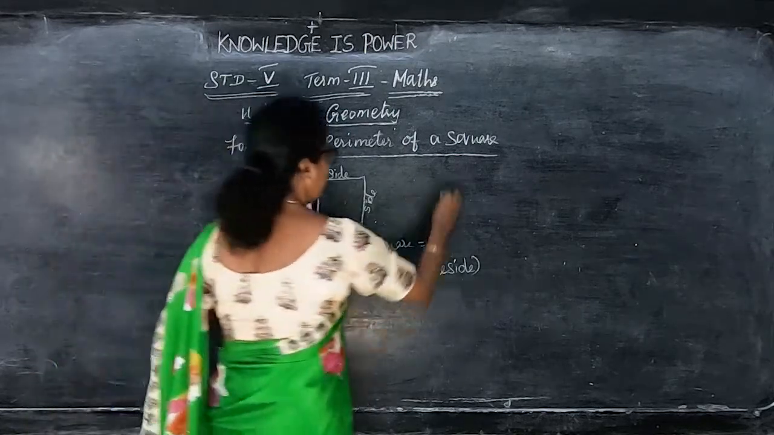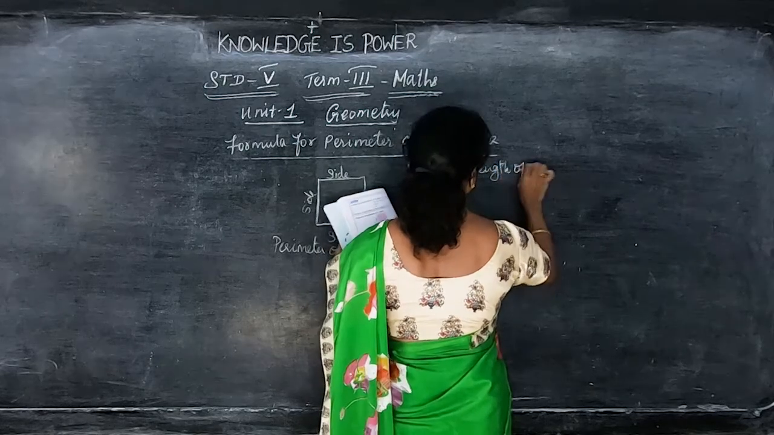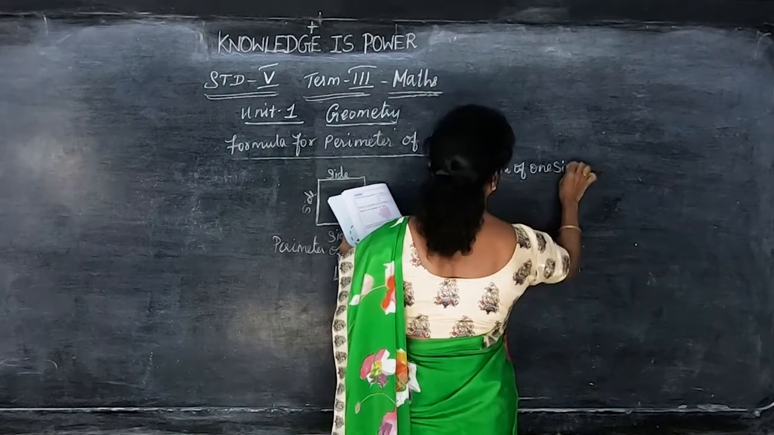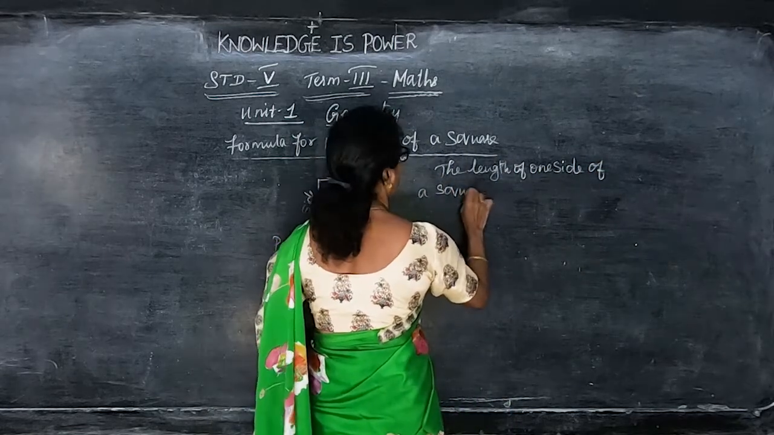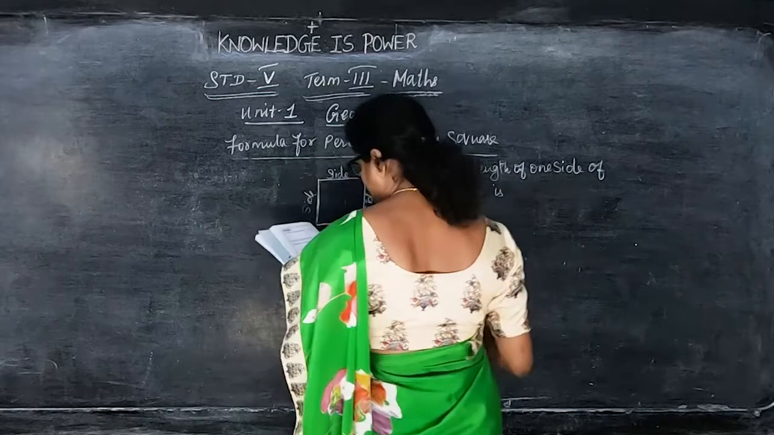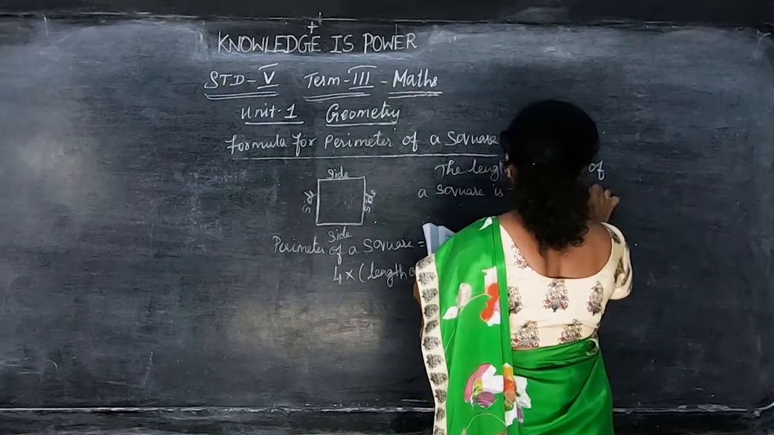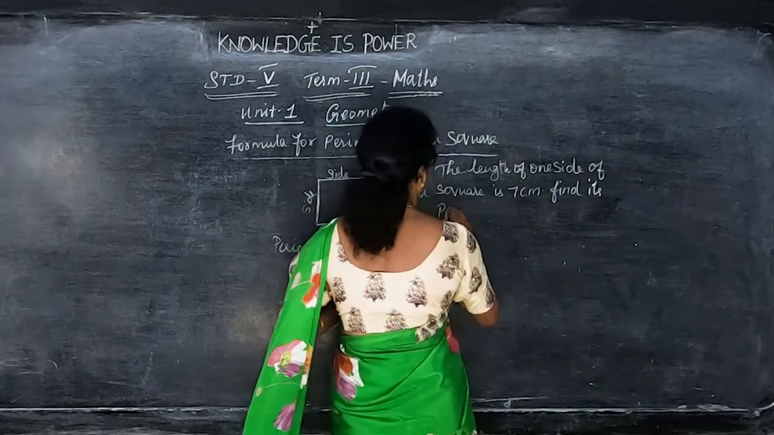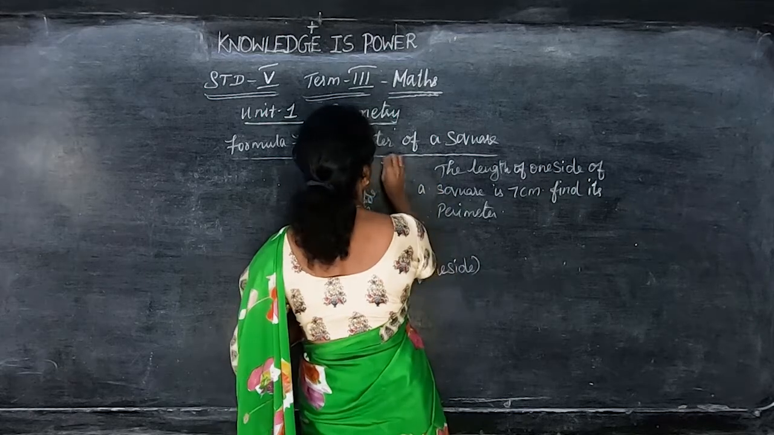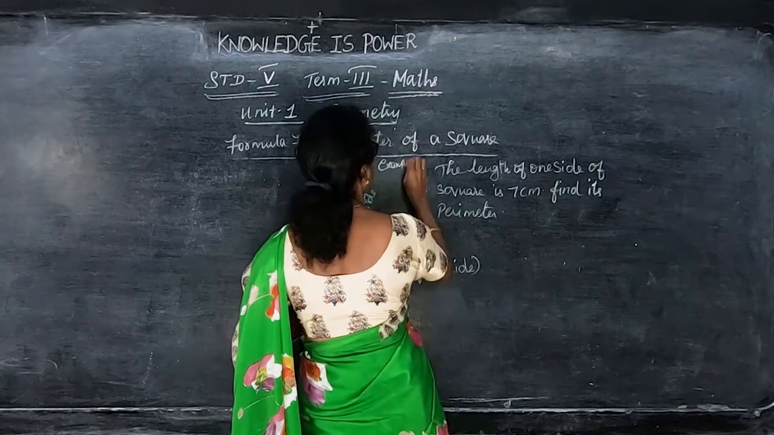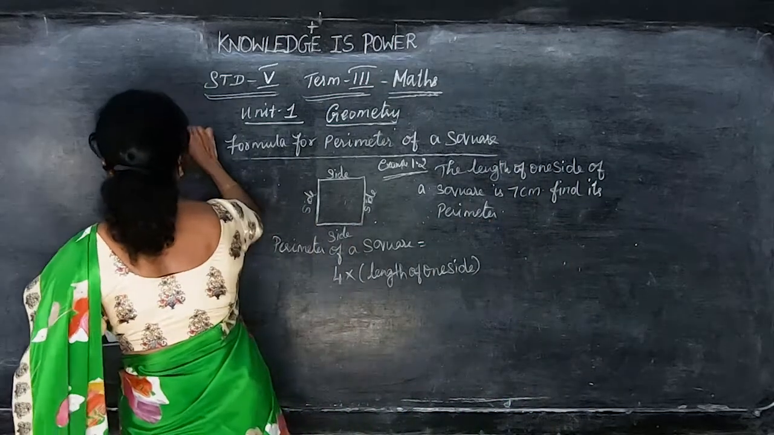So for example, the length of one side of a square is 7 centimeter. Find its perimeter. Problems like this will come for you, I have said. So this is example 1.2, page number 4.